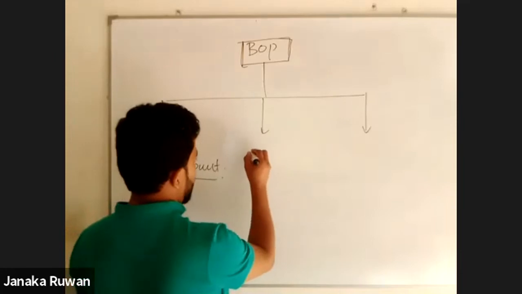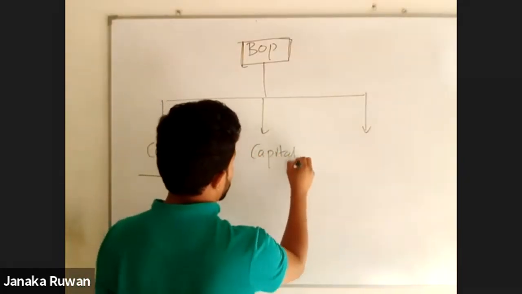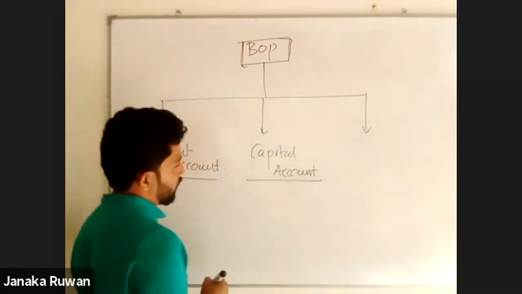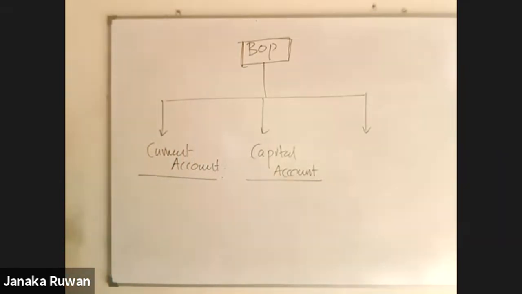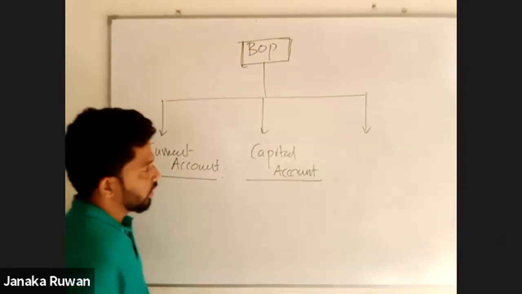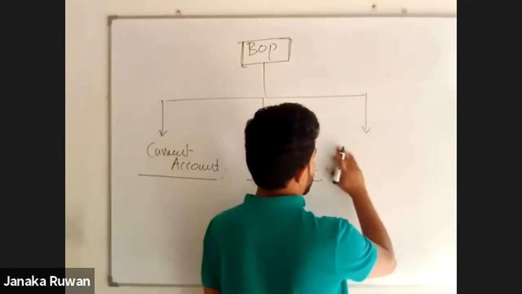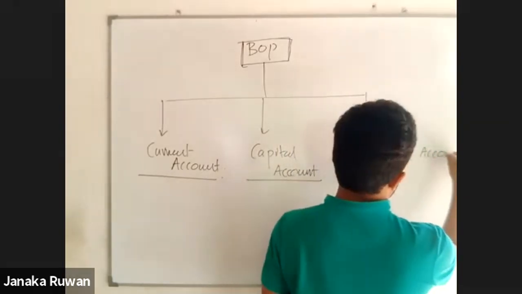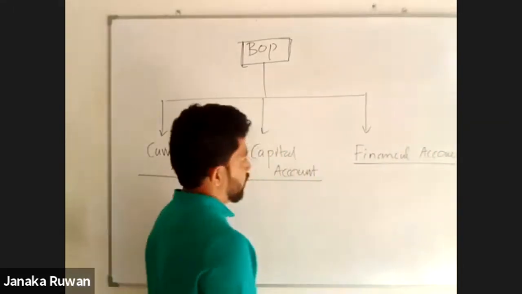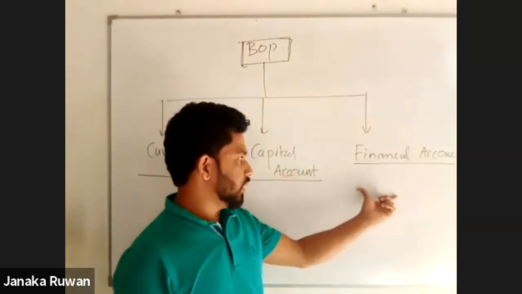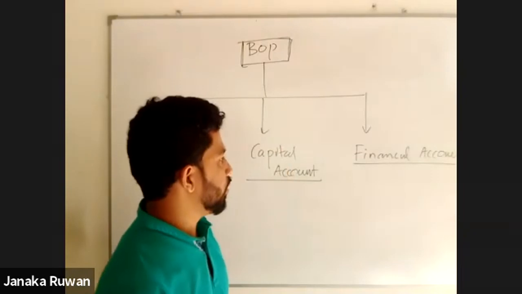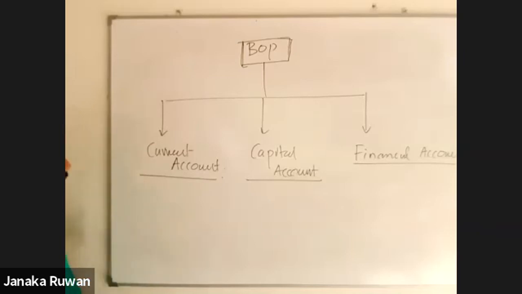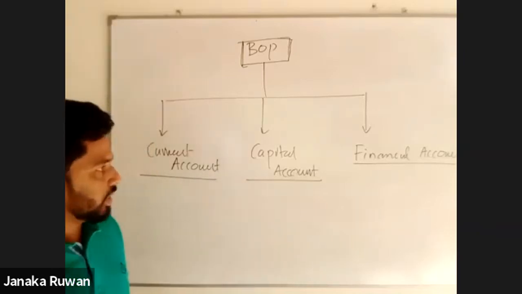The second part is the capital account. Capital transactions will be recorded in the capital account part. Finally, the financial account. Financial transactions, that means increases or decreases in financial liabilities, will be recorded in the financial account. So the first is the current account, and also the capital and financial accounts.